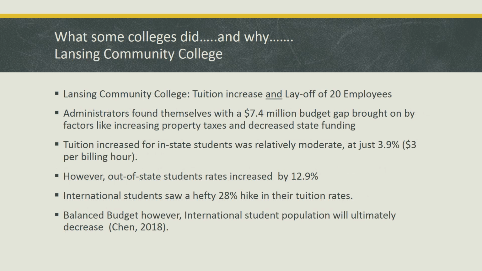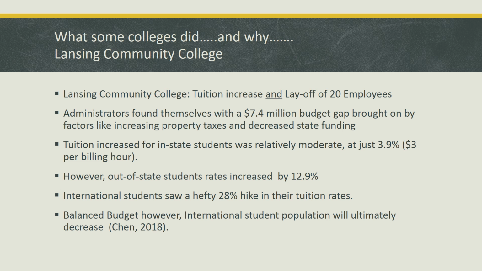Here's another college, Lansing Community College. Their plan was a tuition increase and a layoff of 20 employees. The administrators found themselves with a $7.4 million budget gap brought on by factors like increasing property taxes and decreased state funding. Their tuition increase for in-state students was relatively moderate, at 3.9%. However, their out-of-state students increased by 12.9%, so that was a bigger hit.